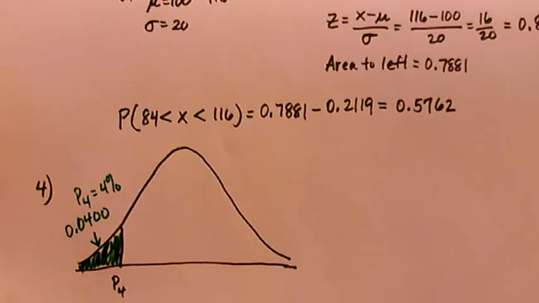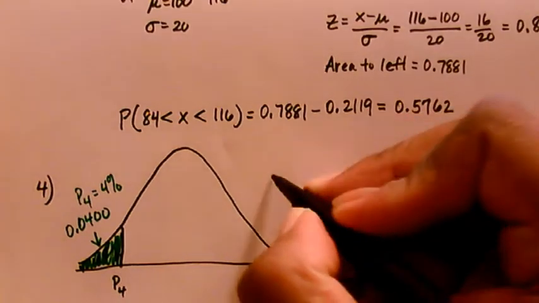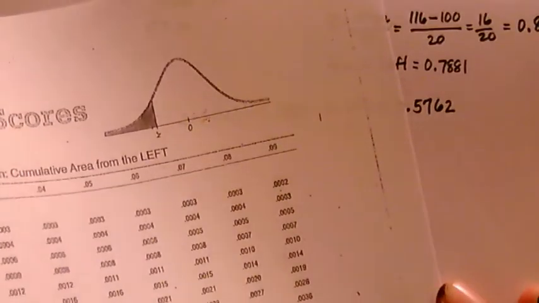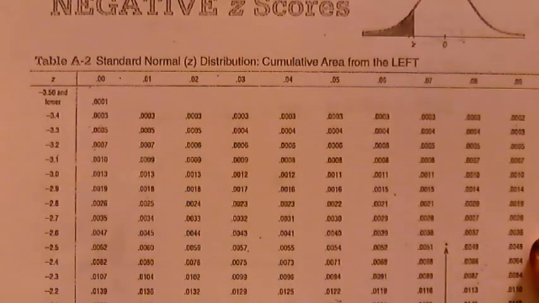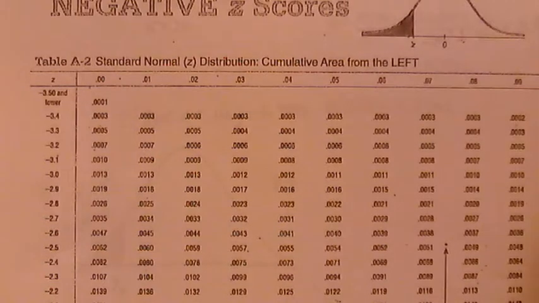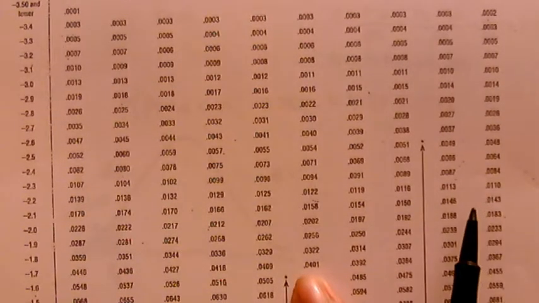Now, to find that z value that we need, we go to the table that says negative z-scores, because 0.04 is less than 0.5. Then we look in the body of the table to find the number that is closest to 0.0400. And by looking at this, I see, in this case, 0.0401.